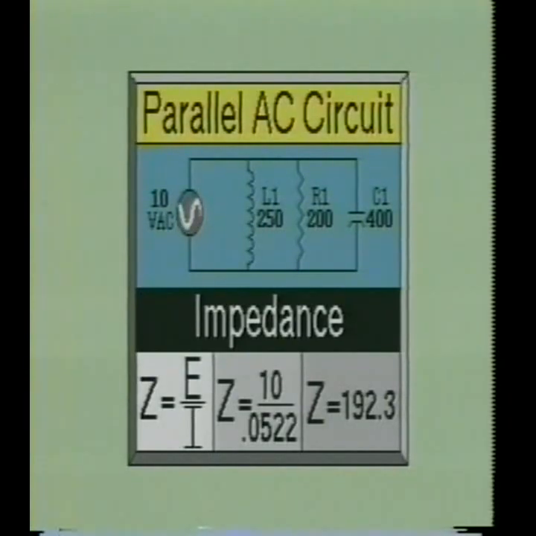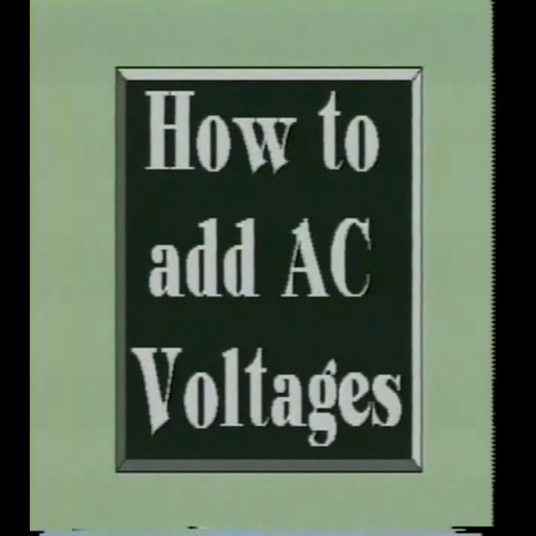By using the formula Z equals E over I, we are able to calculate the impedance of this circuit as 192.3 ohms. Now you can see that determining the impedance of a parallel circuit involves more math functions than the simple series AC circuit. Next, we shall see how to add two AC voltages which are out of phase, but operating at the same frequency.